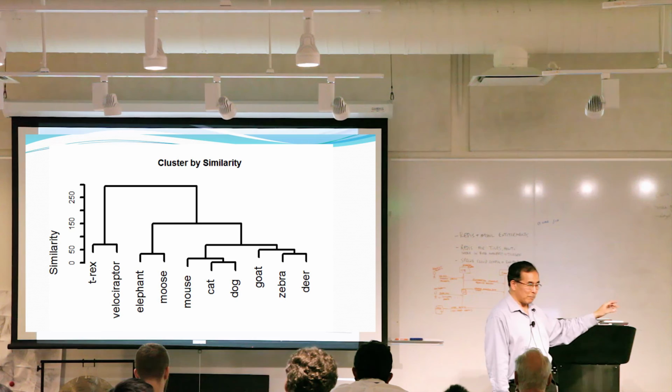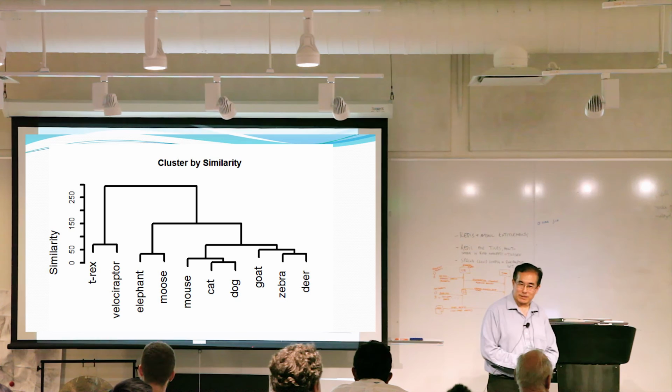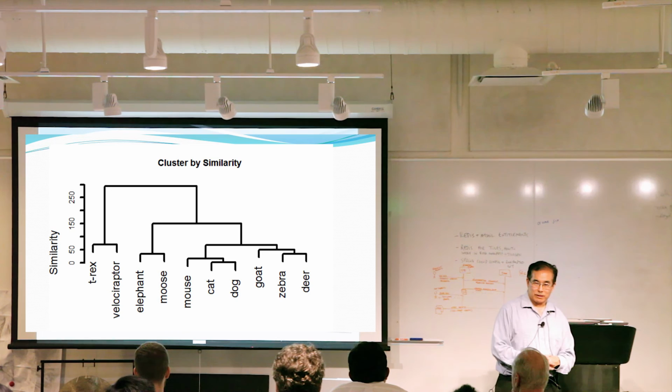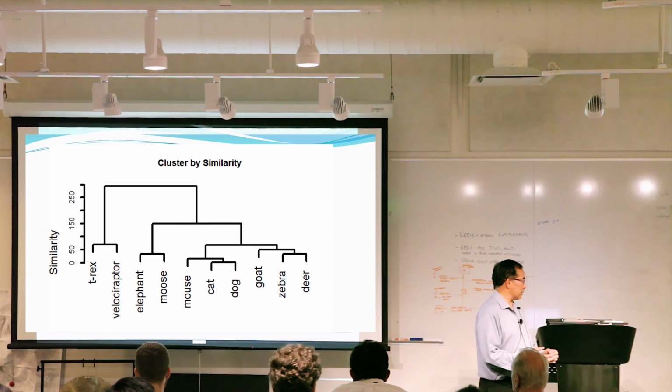Time frame? Obviously, T-Rexes and Velociraptors, I don't see very many of them around these days, other than the movies. So clearly that's an issue, but they are similar in terms of both being dinosaurs. But they are different from the other animals in this chart. So the mouse, cat, dog, they're pretty similar. Goat, zebra, deer, they're similar. And then you have the large animals in there.